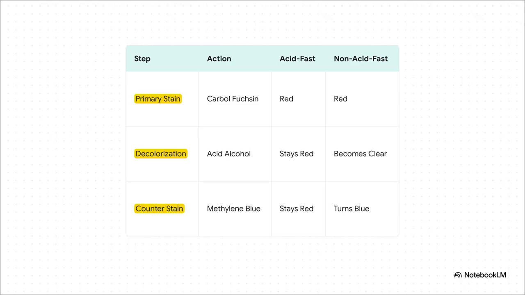Then you try to decolorize it with acid alcohol. But that waxy layer that was so hard to get into, it's also great at trapping the dye inside. So the acid-fast bacteria stay bright red. Everything else loses its color and then gets counterstained blue.